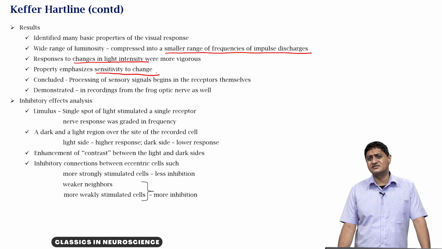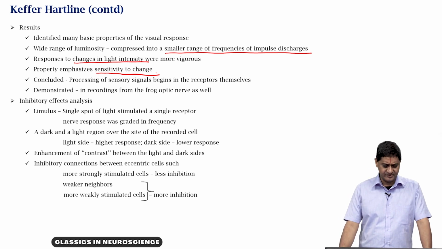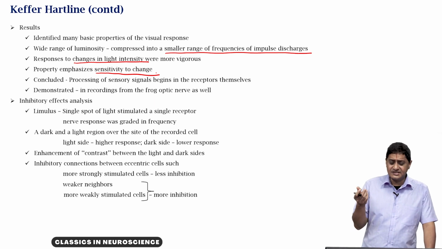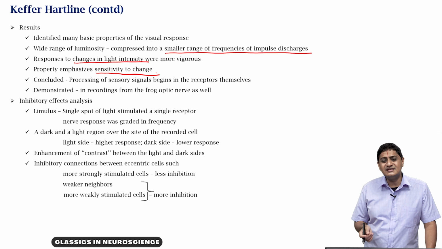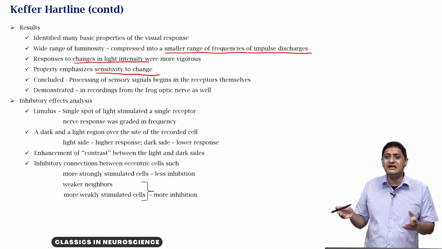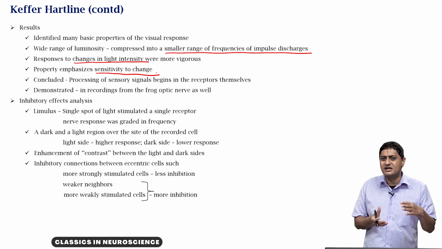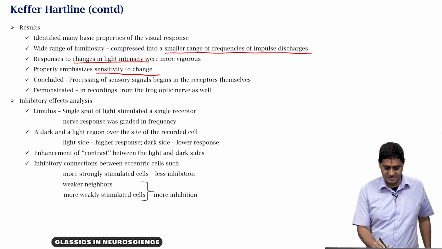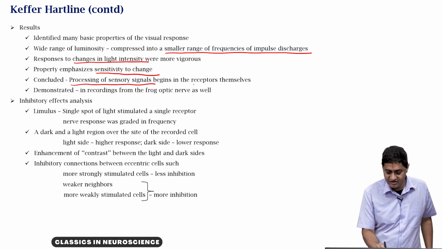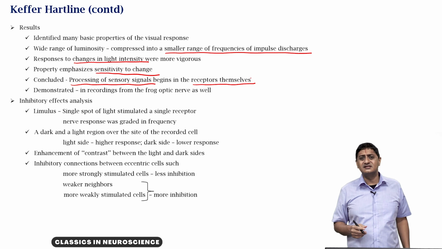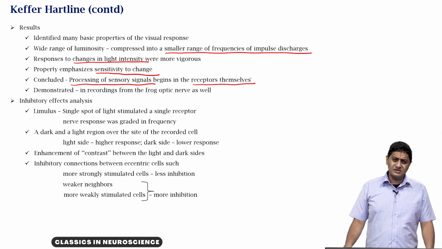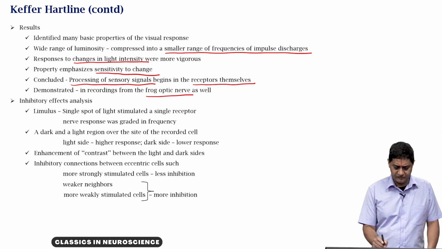This has been shown in other receptor systems, for example, in the muscle spindle itself. That means that processing of the visual sensory information begins in the receptor itself, in the sensor itself. It is not merely passing on the information, but sends to the brain, whatever is the brain in that species, a form of processed information. So, the processing of these sensory signals first begins in the receptor itself. He showed this also in the frog optic nerve.